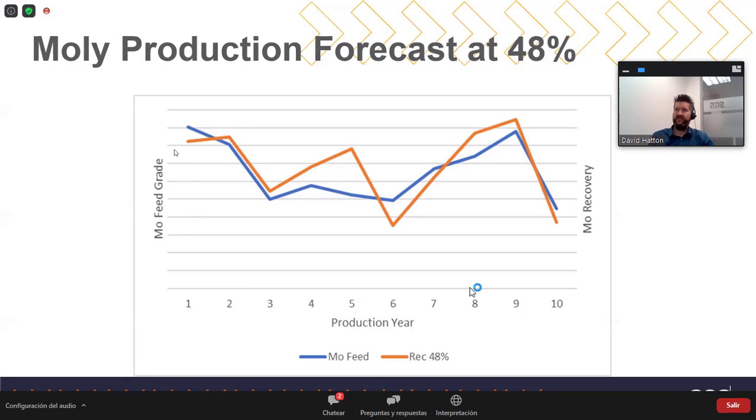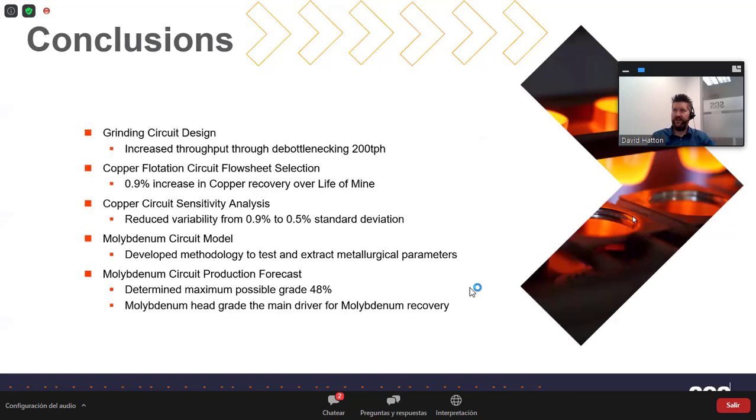And I've superimposed the moly feed grade on this. So you can see that turns out to be a key driver in the model. Okay, so a lot of technical things in there. You can read through my conclusions there, but essentially we've developed a very comprehensive overall complete flow sheet analysis for this particular circuit, and it allows us to give very accurate predictions of what we expect our production forecast and sensitivity to be. So yeah, thank you very much for your attention.